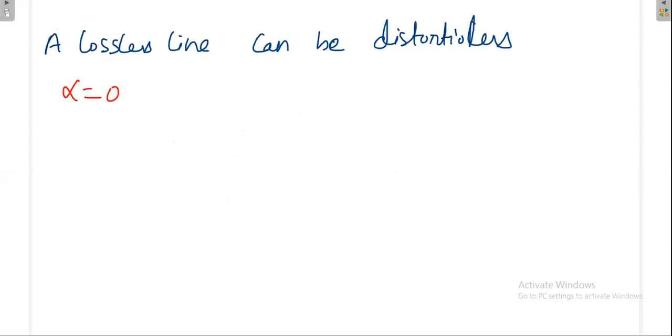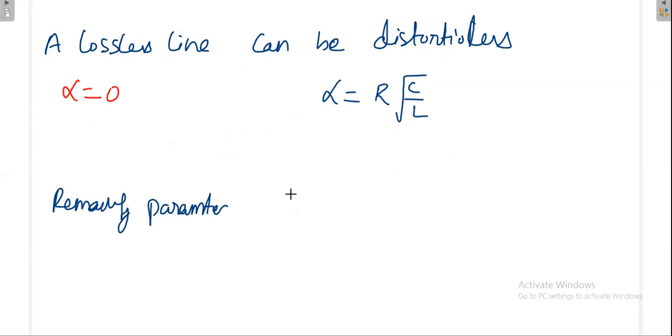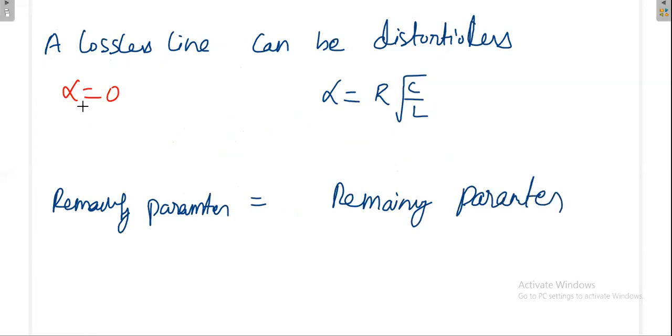But you are having some alpha here, that is alpha is equal to R by L, I think C by L, and the remaining parameters are the same. So what is the idea? If alpha is equal to 0, then definitely that particular line is lossless, and also it is distortionless. Next we will see the low loss line.